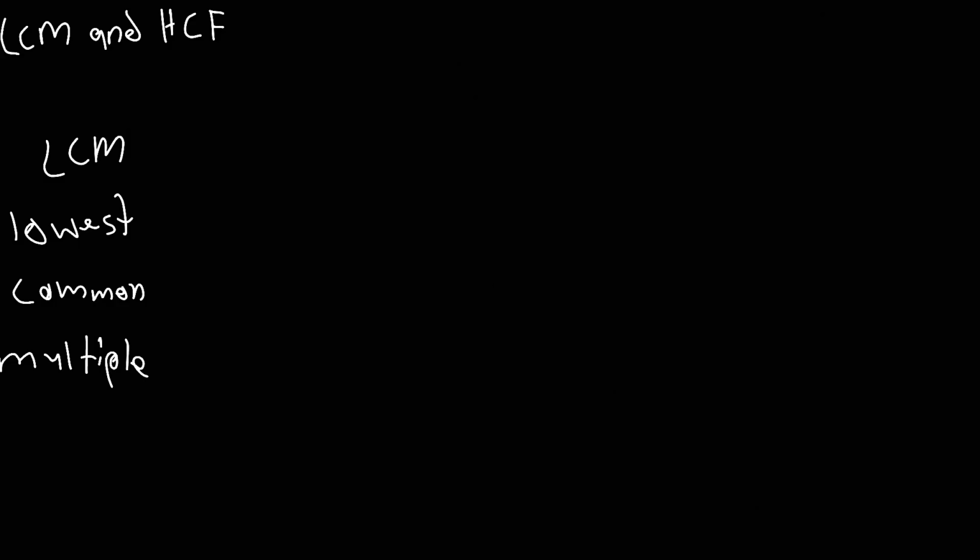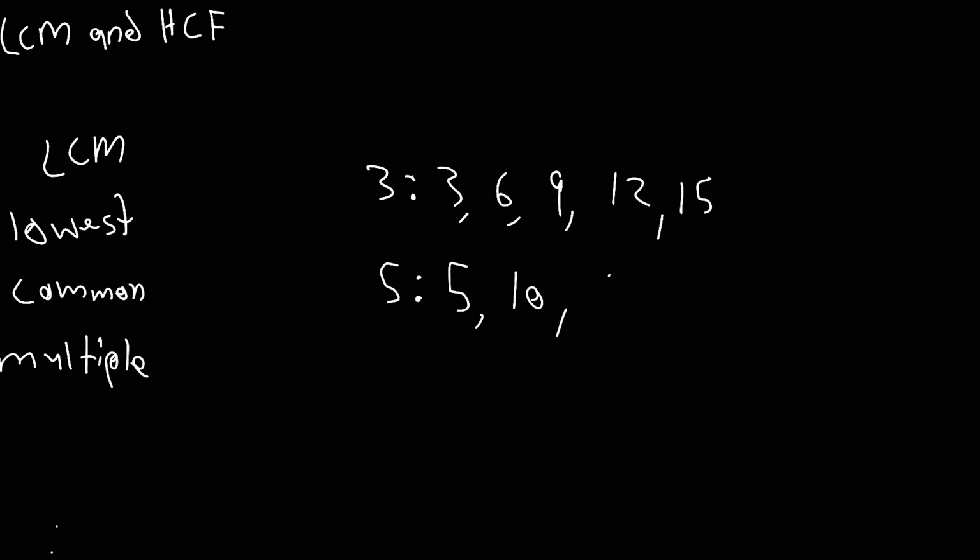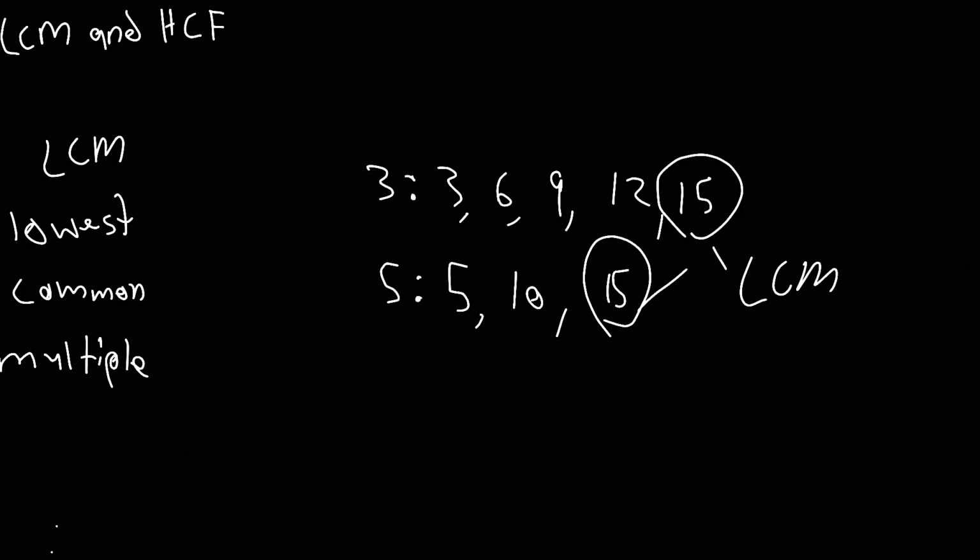So if I have two simple numbers such as 3 and 5, the lowest common multiple is basically we just keep writing the multiples of every number until we reach one common one. So with 3 I have 3, 6, 9, 12, 15, and for 5 I have 5, 10, and 15. As we can see, this 15 over here is my lowest common multiple, as it is the lowest number of both multiples that is common between 3 and 5.